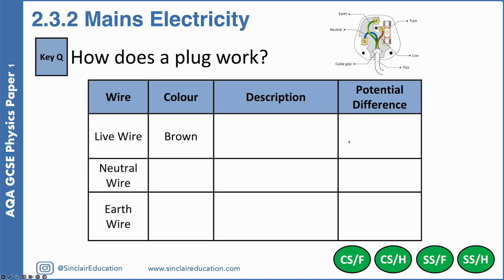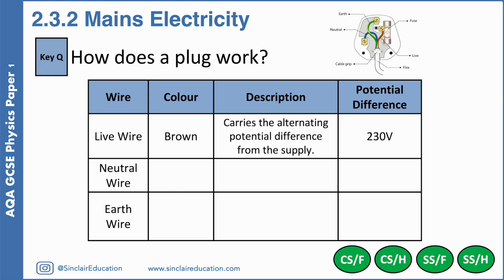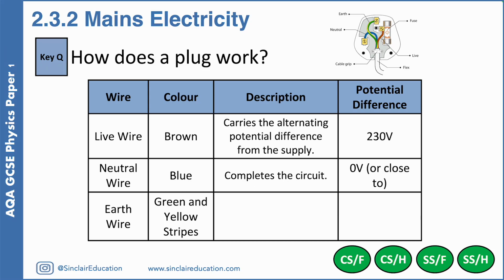Now the live wire is brown and it should always be the one that's tucked in next to the fuse. Its job is to carry the alternating potential difference from the supply, and so the potential difference in this wire is huge. It's 230 volts. The neutral wire is blue and its job is to complete the circuit. It has a potential difference of 0 or very, very close to 0. The earth wire is a safety wire that is this green and yellow candy stripe colour. Its job is to stop appliances becoming live if the live wire becomes a loose connection.